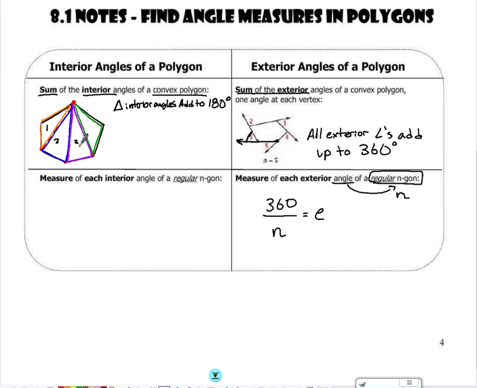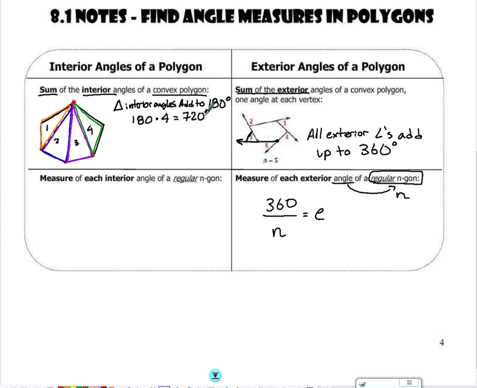So the interior angles of a triangle add up to 180 degrees, and I have 1, 2, 3, 4 triangles. Well then, can I just take 180 and multiply that by 4? So 180 times 4 gives me a value of 720 degrees. The sum of the interior angles of a convex polygon, where the number of sides is 6, is going to be 720 degrees.